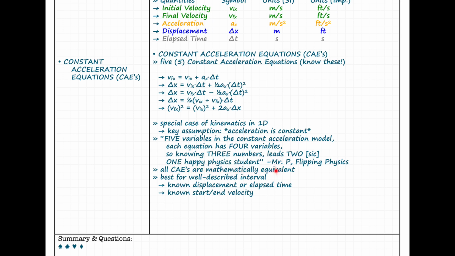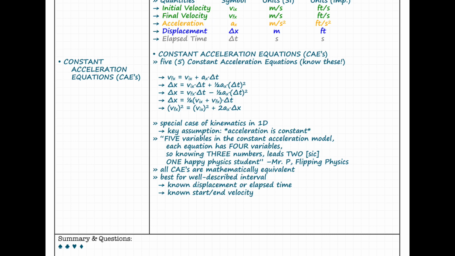Notice that the constant acceleration equations are all mathematically equivalent. We're going to see that we can derive 4 of them, and then we can use the 5th one. We can do some algebra to show that they are equivalent to one another. But it's helpful to know all 5 so that you can save yourself extra steps of having to go through multiple sets of calculations.